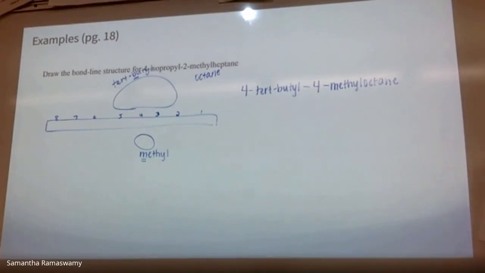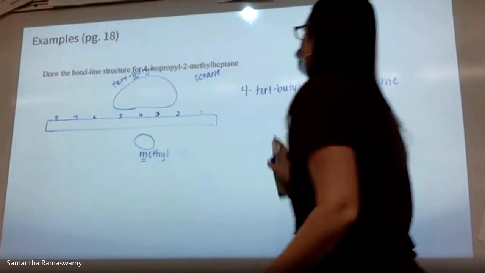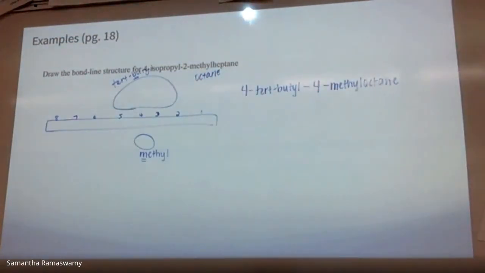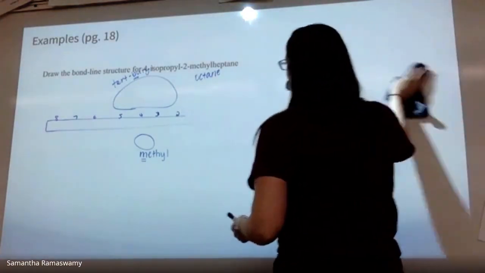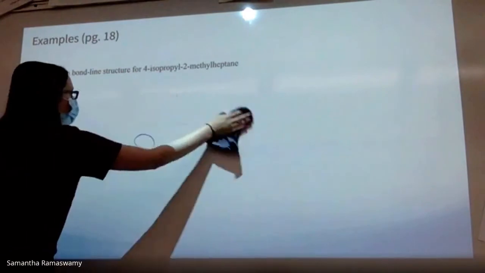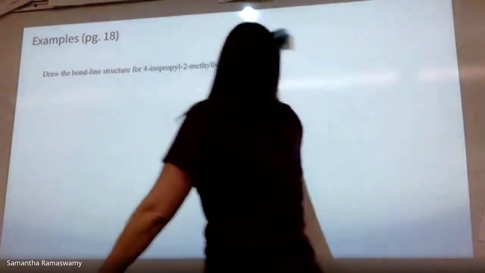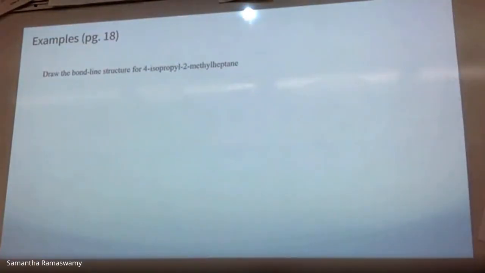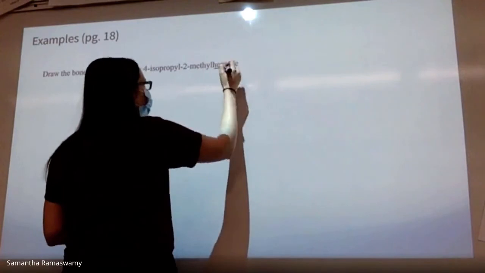Now we're on page 18. So now we want the bond line structure for 4-isopropyl 2-methylheptane. Bond line drawing is like what we did in the do now, zigzags. Now they give us a name, and you have to go to the structure. Start at the end of the name first. End of the name, heptane.